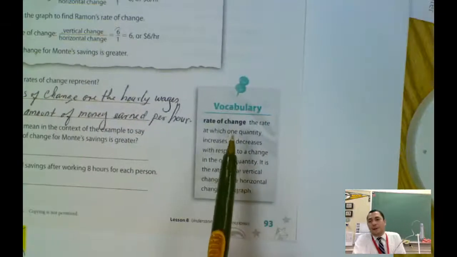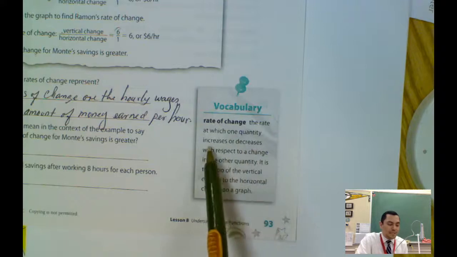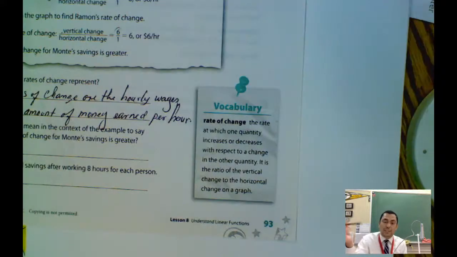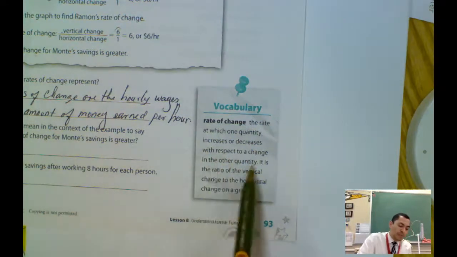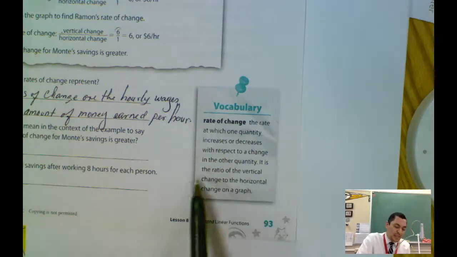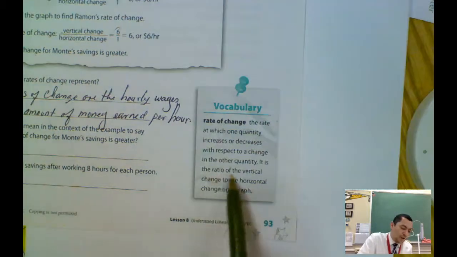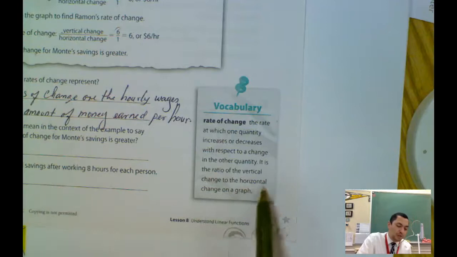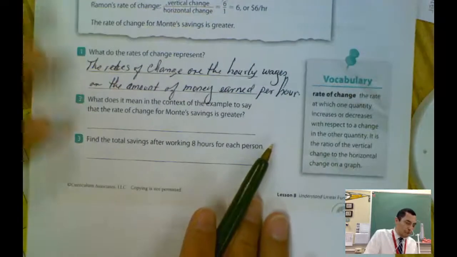So remember, you have a vocabulary that we've been practicing. Rate of change: the rate at which one quantity increases or decreases. If it's positive, it increases. If it's negative, it decreases. With respect to a change in another quantity. It is the ratio, a division, of the vertical change to the horizontal change of a graph. So let's answer question number 2.